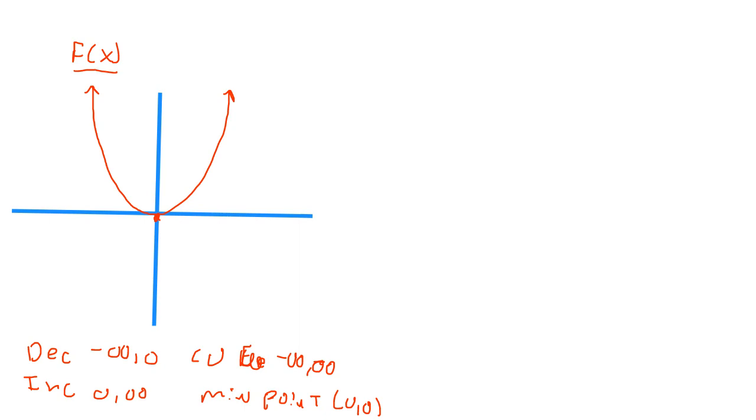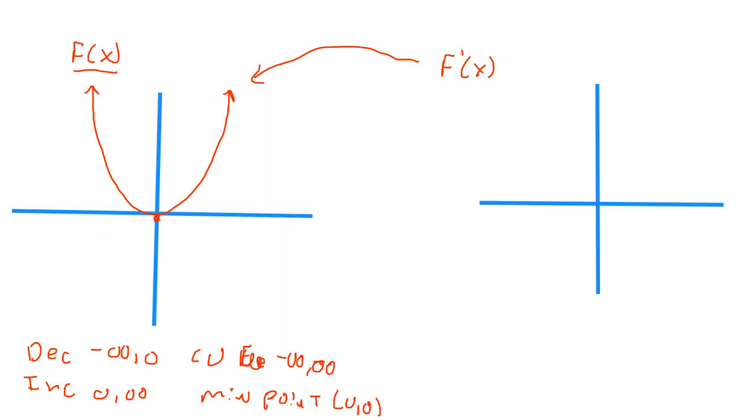Those are all the things I can tell just by looking at an f of x graph, but that's not the objective this week. The objective this week is to look at the derivative graph and be able to tell what's happening with the original graph. So the derivative graph for this function, if that's all they gave you, this is what it would look like.